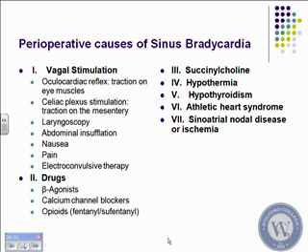Sinus bradycardia is also seen in hypothermia and hypothyroidism. Sometimes it can be seen in normal hearts, such as athletic hearts, and in patients with sinoatrial node disease.